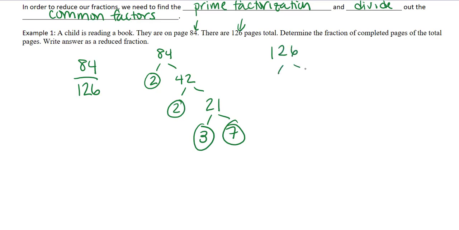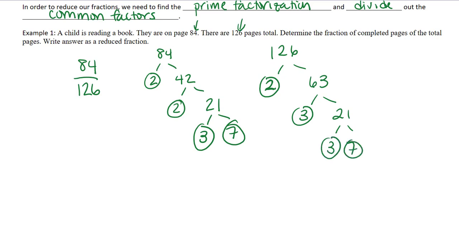Now 126. Well, 2 can go into 126 63 times. If you aren't sure, you can always pause and double check. And then 63 can be broken down into 3 and 21, and then 3 and 7. So if you multiply all these factors, 2 times 2 times 3 times 7, we get 84. Or if you go 2 times 3 times 3 times 7, we get 126.